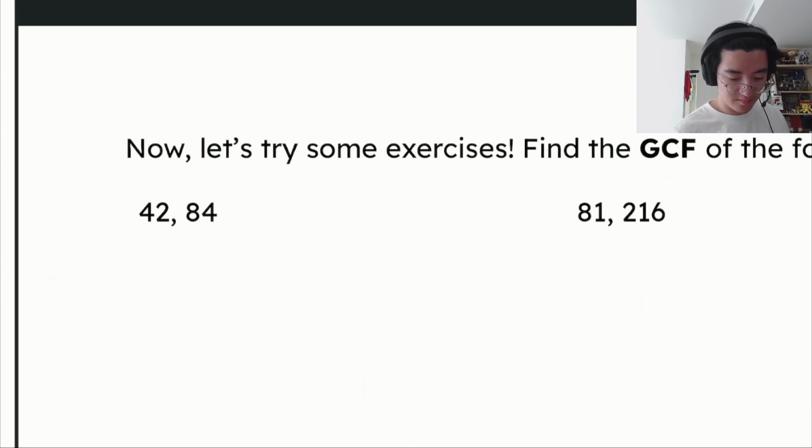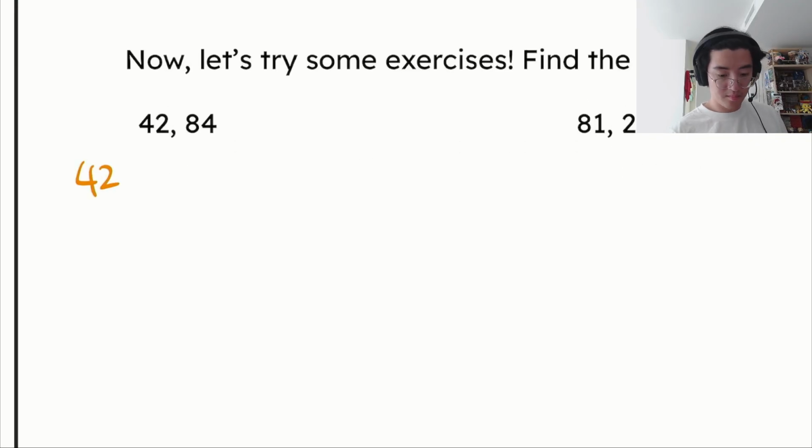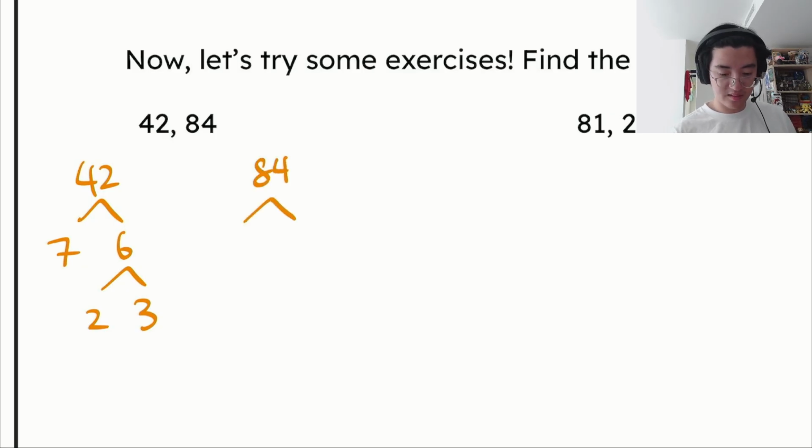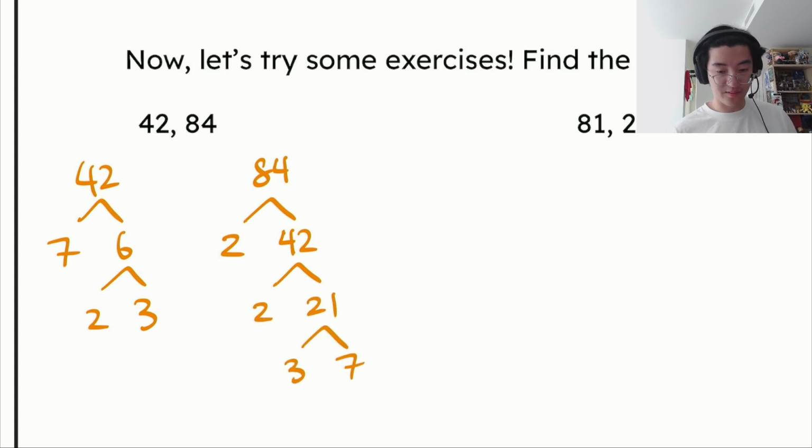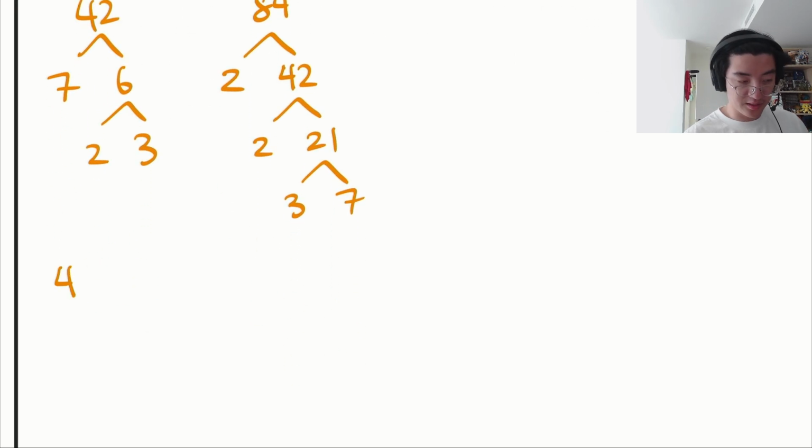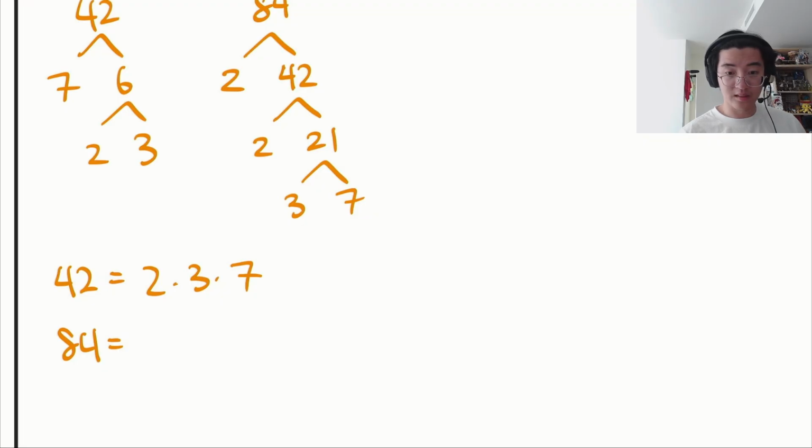Okay, 42. That's 7 times 6. 6 is 2 times 3. 84. We can do 2, and then 42. And then 42 can be broken down into 2 and 21, which is 3 times 7. Okay, so 42 is 2 times 3 times 7. 84 is 2 times 2 times 3 times 7.